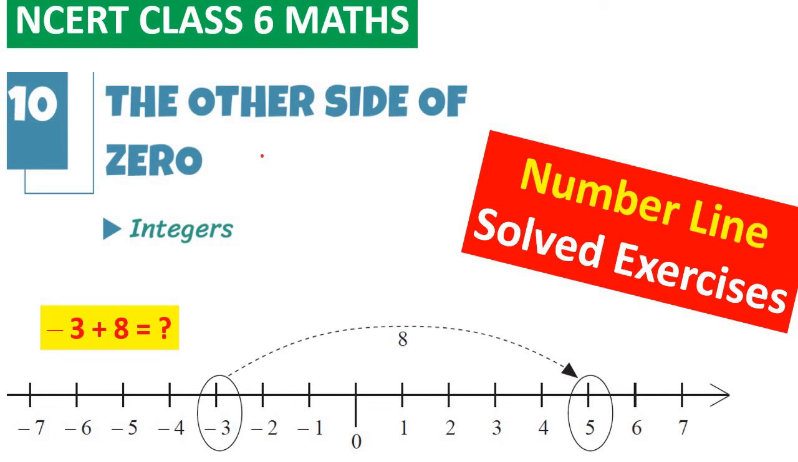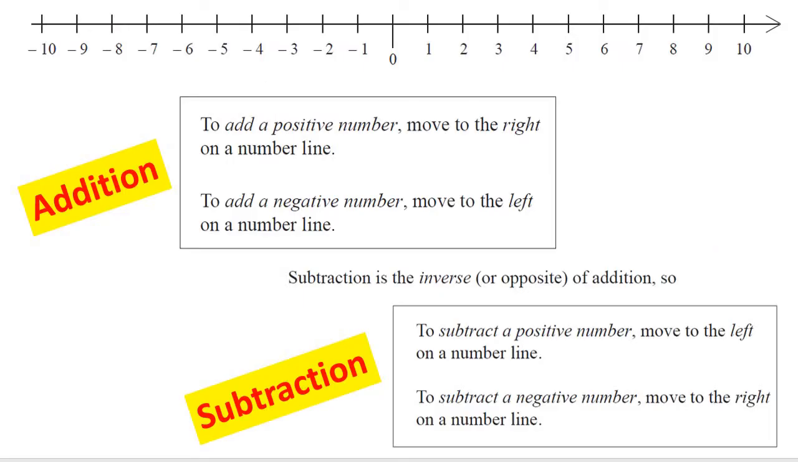Dear students, in this video I will show you some very simple exercises on number line, and this is all related to this 10th chapter of the NCERT class 6 maths textbook for the 2024-25 curriculum. The chapter is The Other Side of Zero. Basically we are discussing integers. So before I proceed, let me first do a recap. Now you see we will be doing addition and subtraction using the number line.